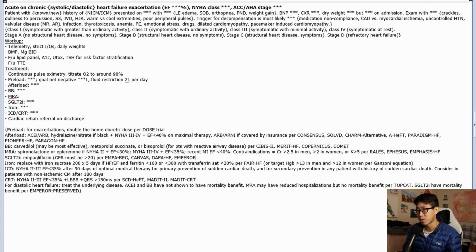For iron, we are going to replace their iron stores with iron sucrose 200 milligrams times 5 days if they have heart failure with reduced EF and ferritin less than 100, or if their ferritin is less than 300 with a transferrin saturation less than 20%, and this is based off the FAIR-HF trial.